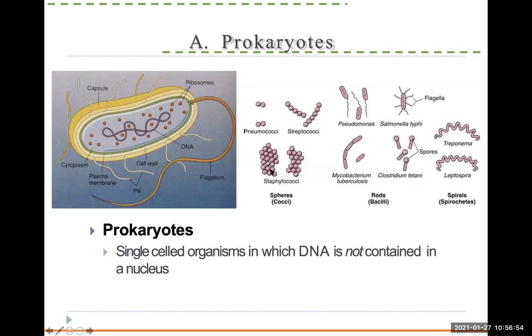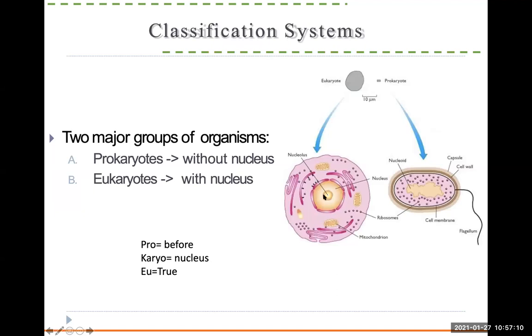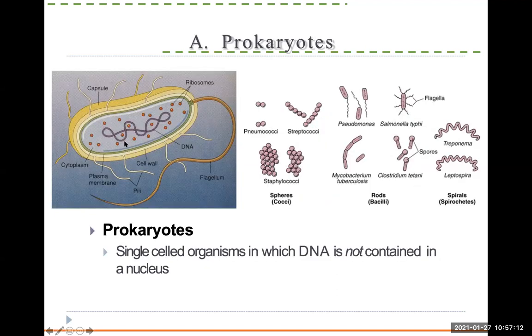Prokaryotes are single cell organisms, and the DNA is not in the nucleus. It's just floating around. There's no nucleus. We're going to talk about nucleus in the chemistry chapter as well. So I want you to keep in mind, nucleus just means center. So nucleus means center. The DNA is in the center here for eukaryotes. For prokaryotes, it's just floating around here.